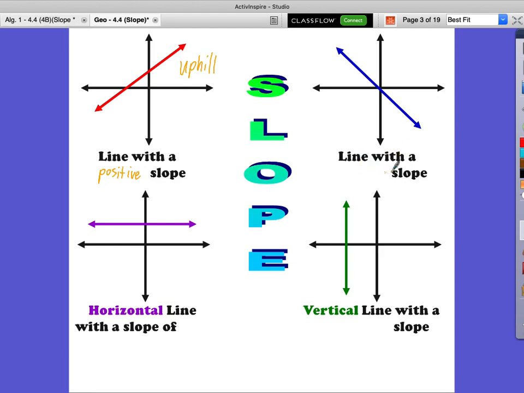What would this be? What kind of slope would this be on the top right? Negative slope. The negative slope looks like not like it's going uphill, but what kind of hill? Downhill. And negative will be down.